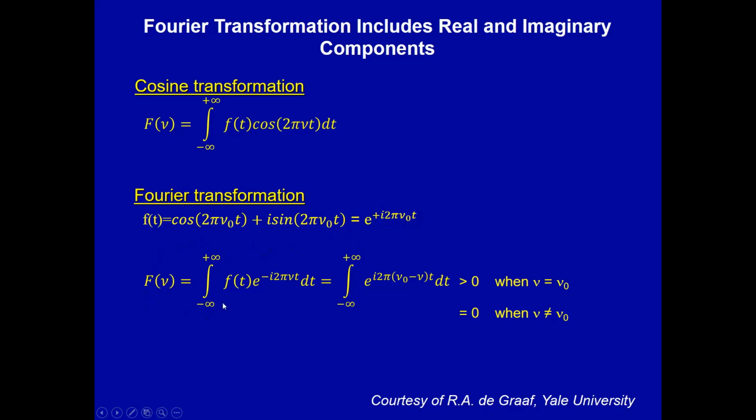So if we carry out this operation, we take our function and we multiply it by this component, which could also be expressed as cosine and sine if you want, with a negative sign. That translates into this expression. An exponential times another exponential allows you to add the exponentials together. And just as for the cosine function, when the frequencies match, that is when this term collapses to 0, the integral of this is greater than 0. When the frequencies do not match, the integral is equal to 0.